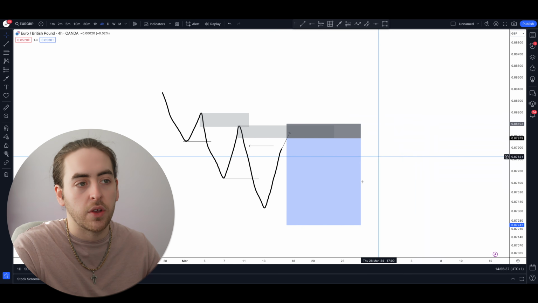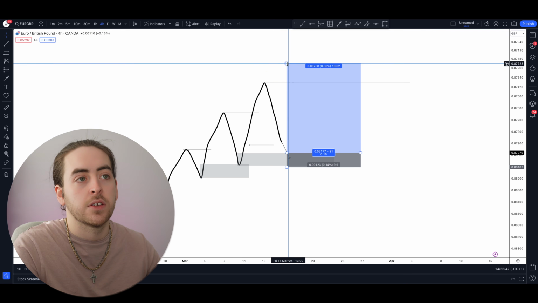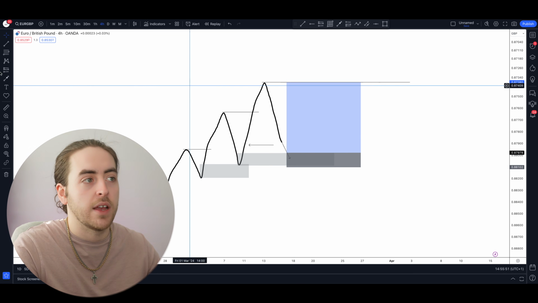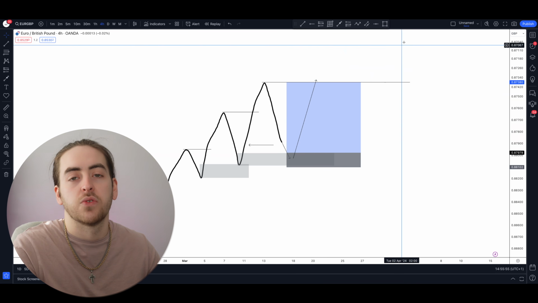Now, in terms of finding targets for these positions, you can just target the recent low, or if you were in a buying scenario, you could target the next high. So this way, we have a very simple trade, and all we're looking for is for the market to trade back into the high, and that will lock in our trade for a profit.